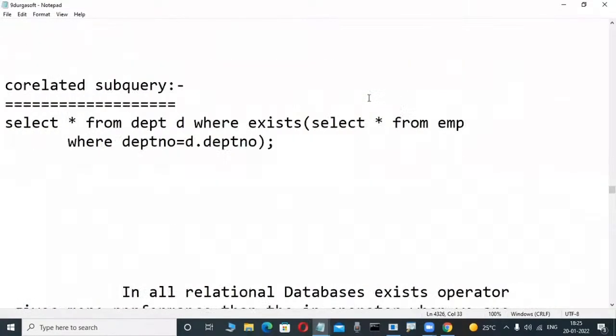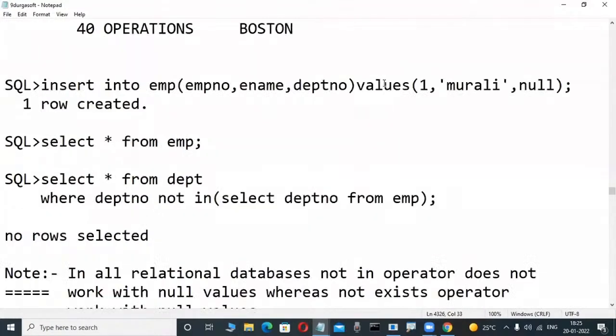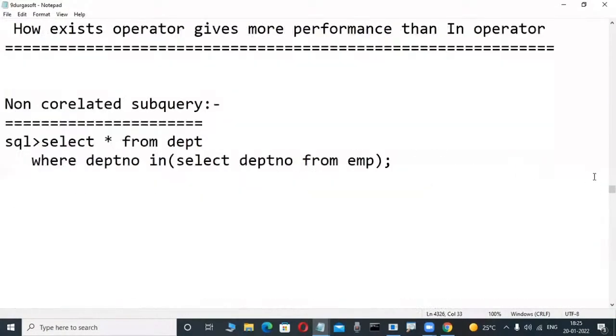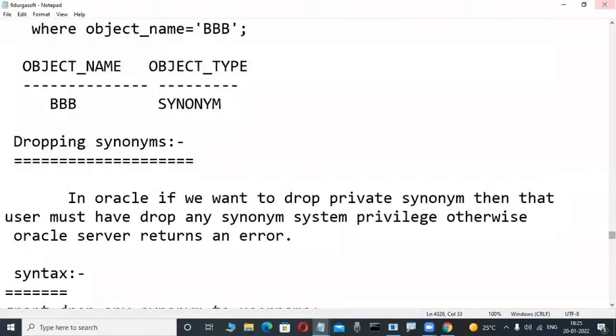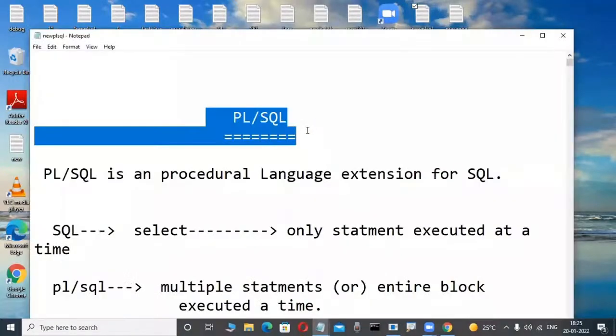Some queries are there, and these are all things we become familiar with. Don't worry. Then database objects, so many things are there, and we are learning them. These are big concepts. Again, PLSQL means some little bit of coding is there. Don't be afraid. This is PLSQL.